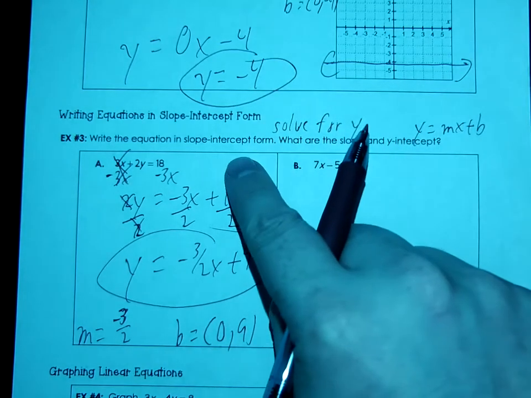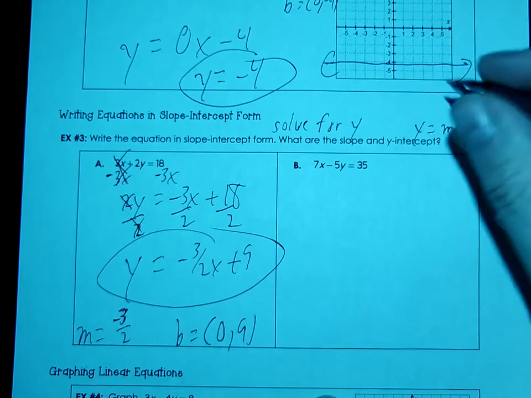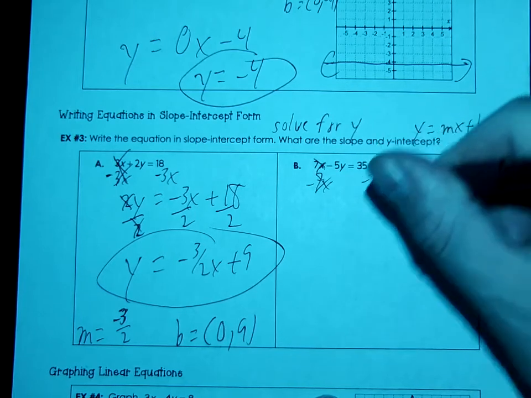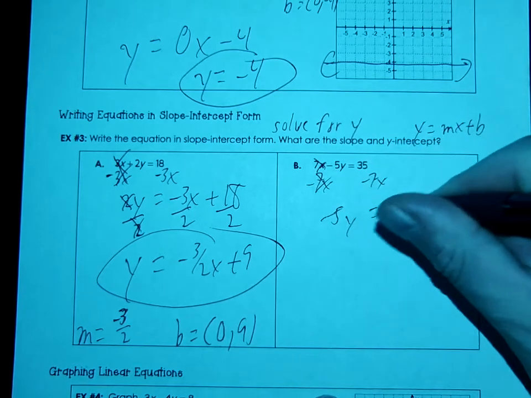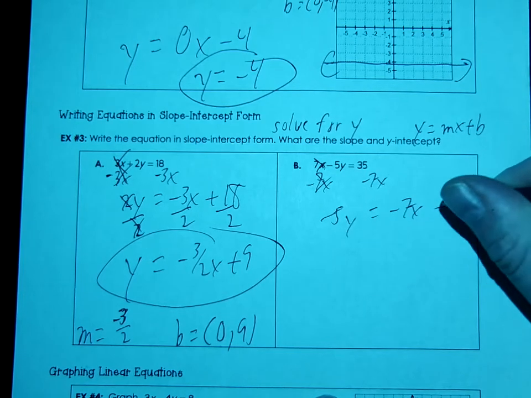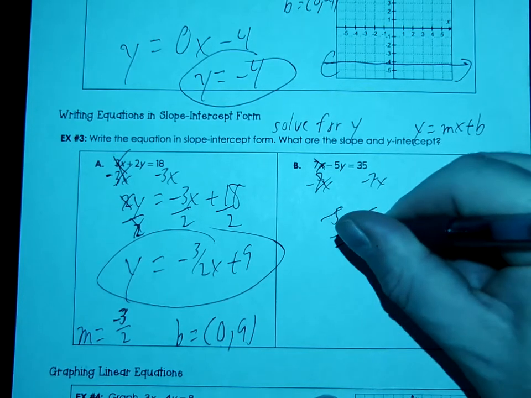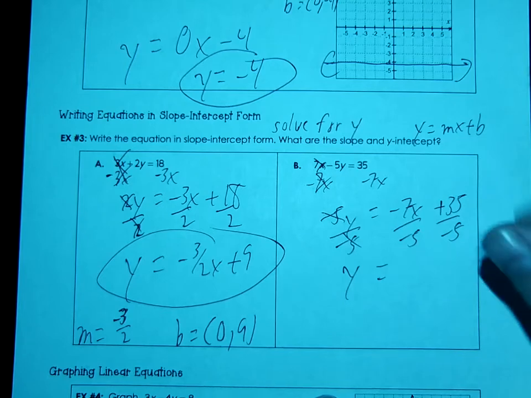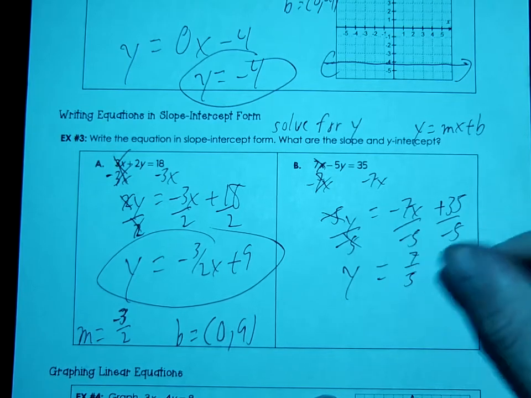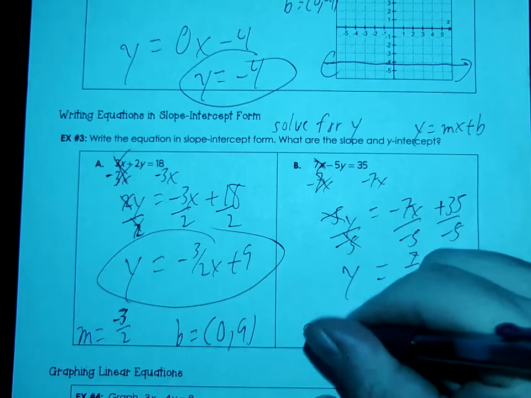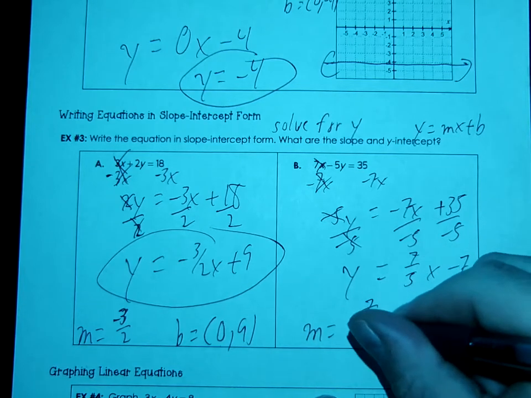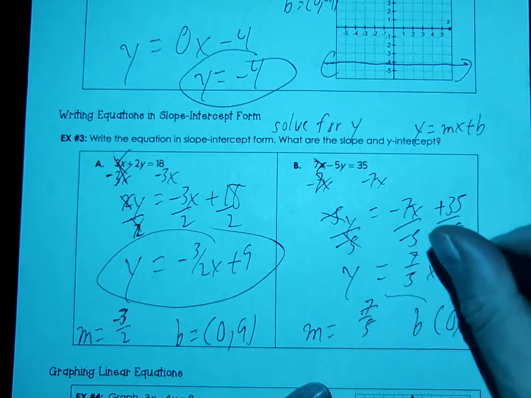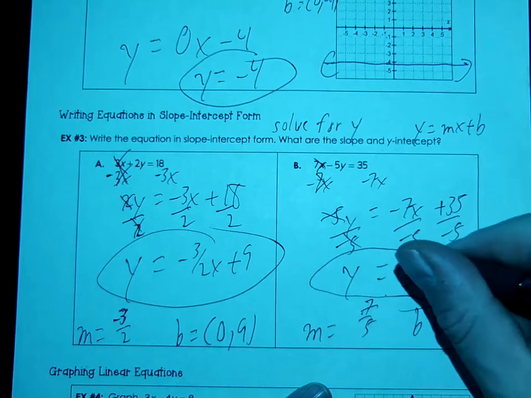It did ask for both of those, so those are both what I'm supposed to be doing there. Same thing here, take the 7x over from the left to the right, divide by negative 5 this time. Keep in mind that the signs change when you divide by negatives. So when I divide by this negative 5, I'm going to get y is equal to 7/5 x minus 7. So my slope is 7/5, and my y-intercept is (0, -7). There we go.